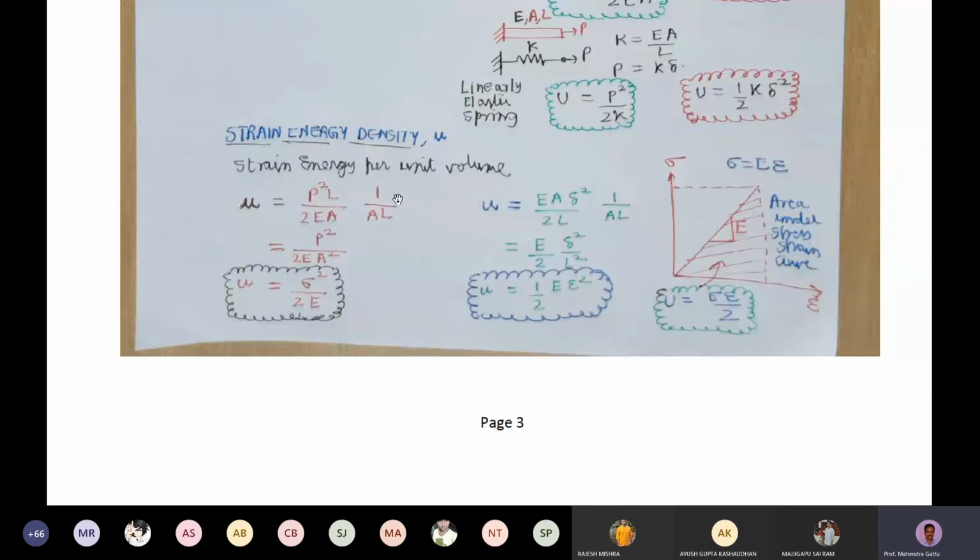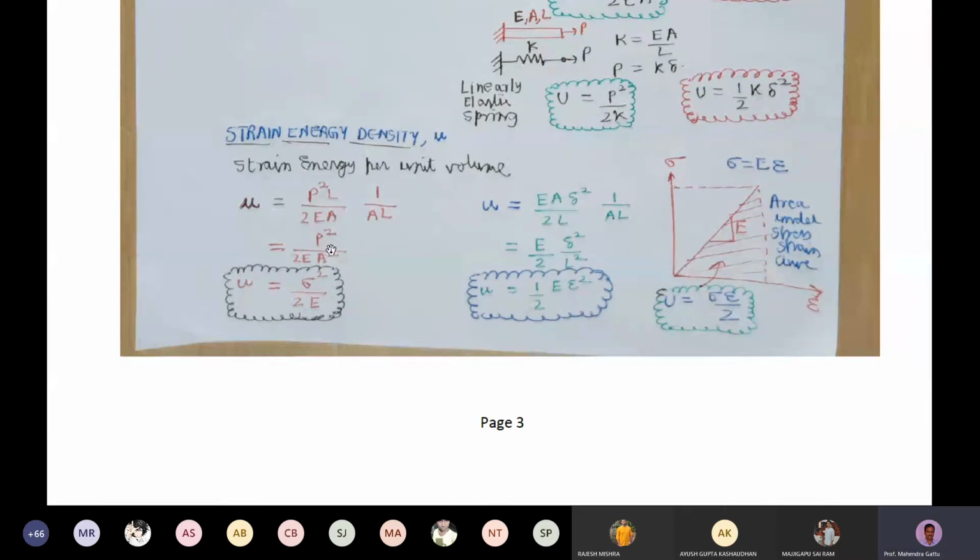So for this bar loaded with P, the strain energy is P square L by 2A, and the volume of the bar is AL. So we can divide the strain energy by the volume. L and L will cancel out, and we will have P square by A square into 1 by 2E. P by A is sigma. So we get strain energy density as sigma square by 2E.